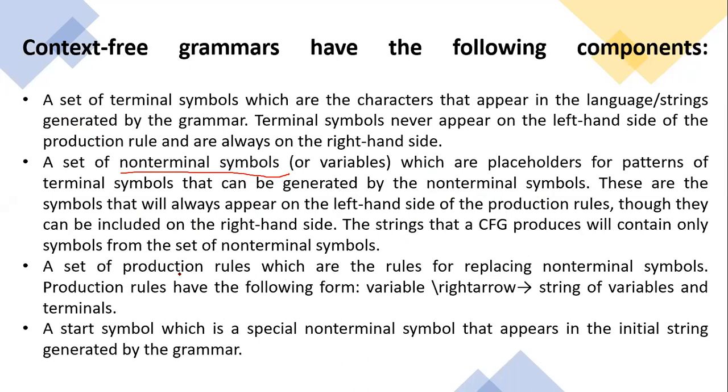And the set of production rules, which are the rules for replacing non-terminal symbols. Yes, production is nothing but S tends to some words, some sentence or some grammar. We can replace this S by this term. For example, S tends to A means I can replace the particular S with A. This is the meaning. This is the purpose for which we are using the productions. It has some form, that is nothing but this arrow, right?